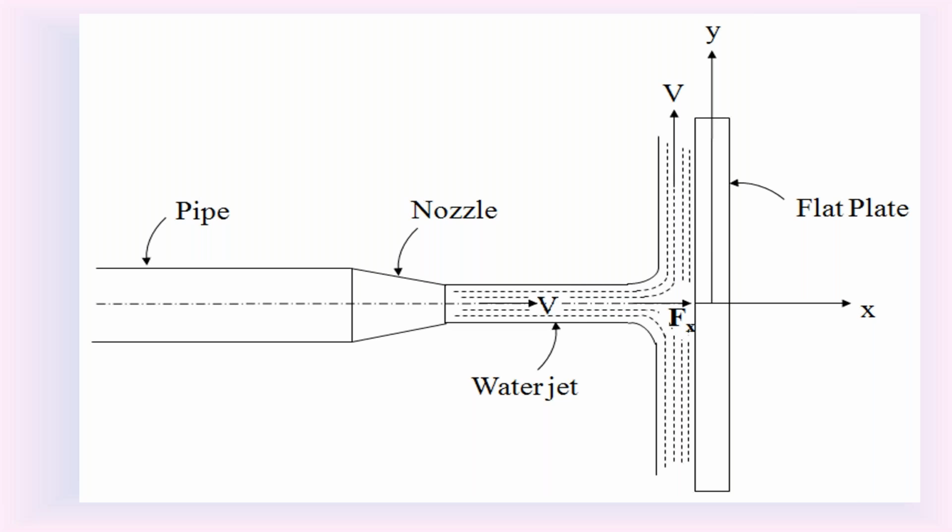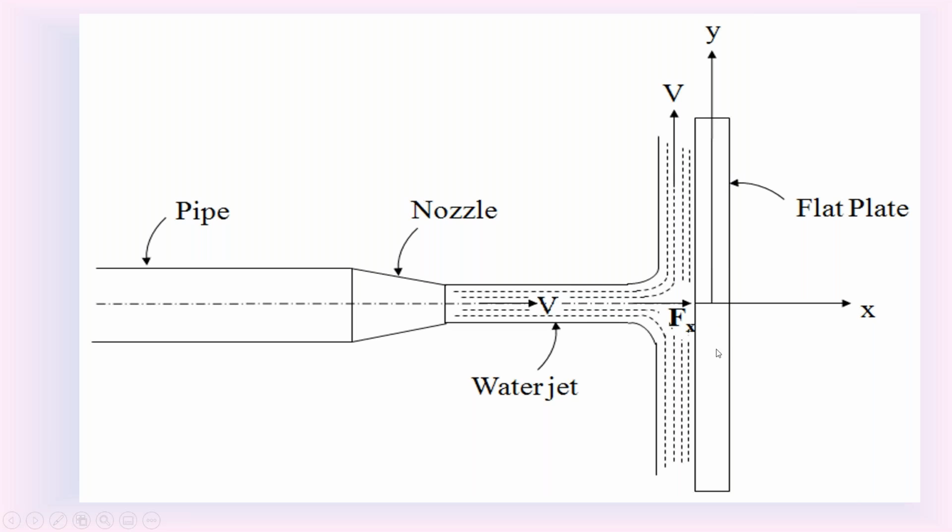We have the water jet coming out from the nozzle. So please everyone follow this diagram. The water jet is coming out from the nozzle. The water jet is horizontal. The initial velocity of the water jet is V. The water jet is hitting the flat plate.